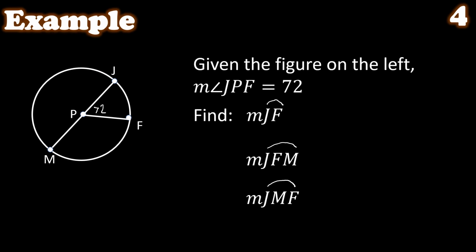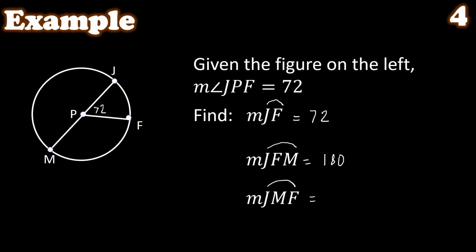From the central angle intercepted arc theorem, since arc JF is the intercepted arc of central angle JPF, then the measure of arc JF is also equal to 72 degrees. A diameter divides the circle into two semicircles. Hence, JFM is a semicircle because its endpoints are endpoints of the diameter. So the measure of arc JFM is equal to 180 degrees.